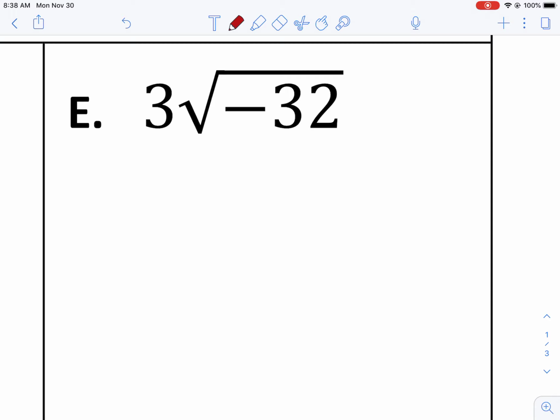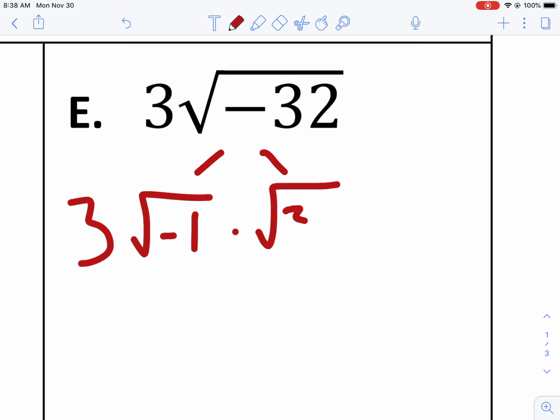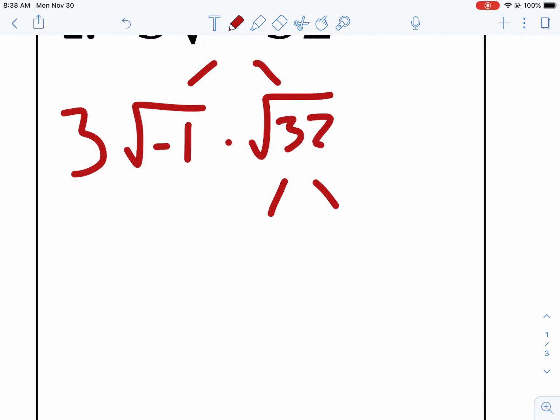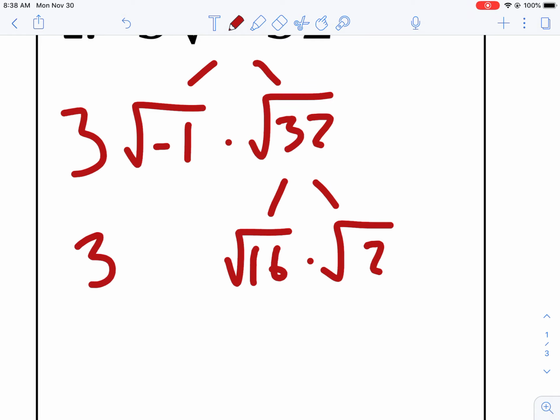Let's see here. We've got 3 times the square root of negative 32. So the 3 is just going to be staying out in front. We're going to break up the square root into the square root of negative 1 and the square root of 32. Now we want to break up the square root of 32. So what's going to multiply into 32? Hope this one's a little bit easier than the last one, but it's also 16. It's 16 times 2.